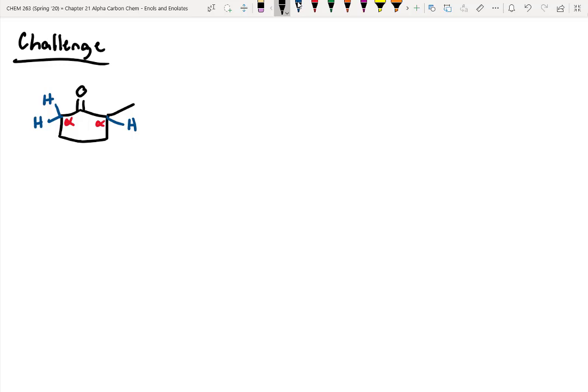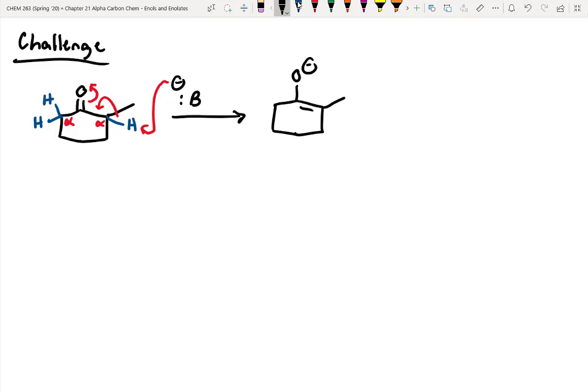All right, so if we have a base with a negative charge, there's some sort of probability that it will grab this alpha proton, clamp down, and kick up electrons. And when we do that, we end up with an enolate that looks like this. However, we could also imagine a reaction where we could grab one of the alpha protons on the other side, and create a different enolate. So let's take a look at these two enolates that we would get out.